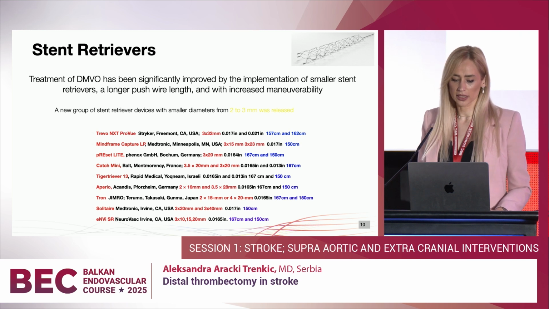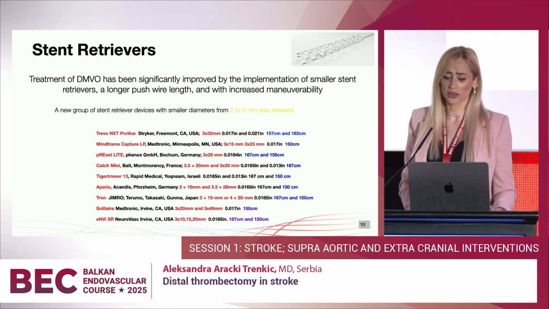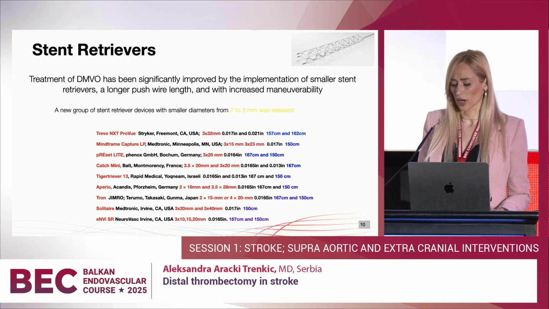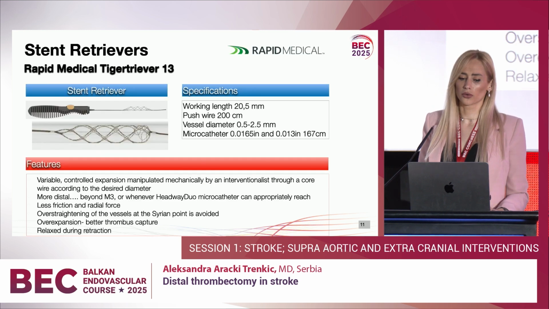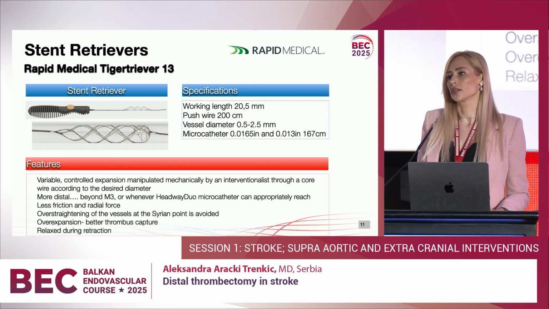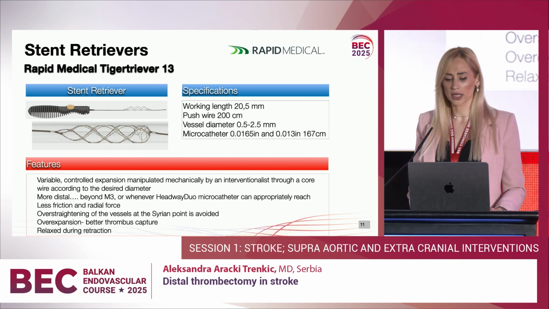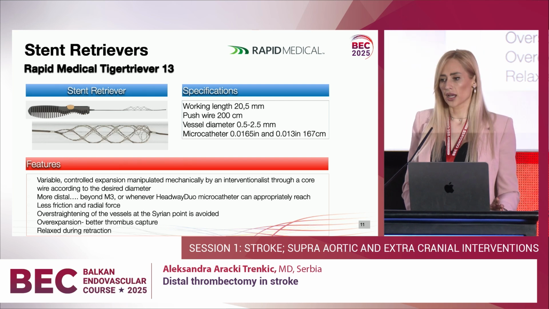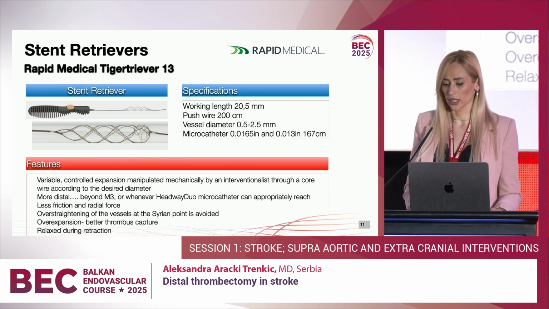And here we can see a list of different stent retrievers, and the availability of them depends on the region of practice, of course. But in my opinion, a notable stent retriever is the Tiger 13, which enables variable control of expansion, manipulated mechanically by the operator through a core wire according to the desirable diameter. This stent is compatible with the 0.13 microcatheter and thus can approach very distally.